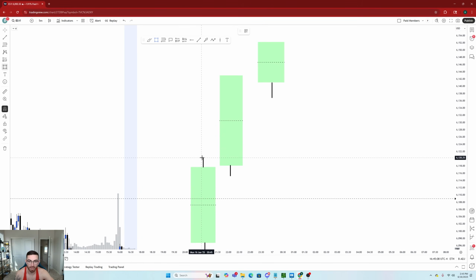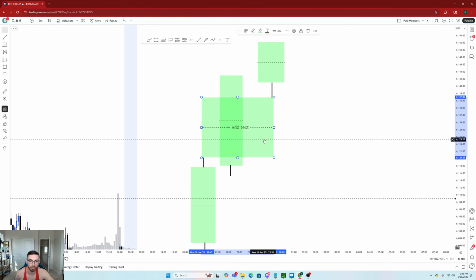Now, with this imbalance, what we are going to do is take a rectangle and plot it from this upper wick right here to the lower wick right here, or whichever point is the highest and lowest. Again, if the body was down here, then you would draw it to the body, or if the upper body was all the way up here, then you would take the body. But you're just taking the high of the first candle to the lowest point of the third candle.